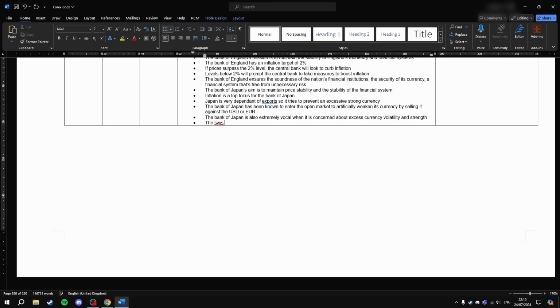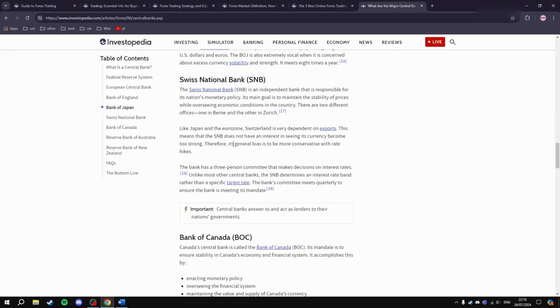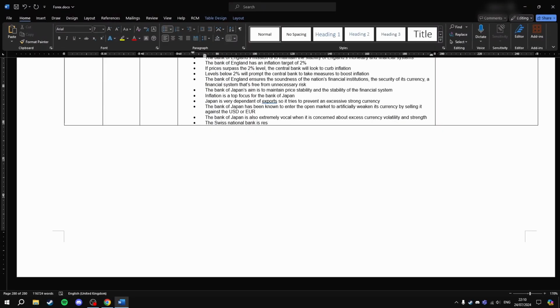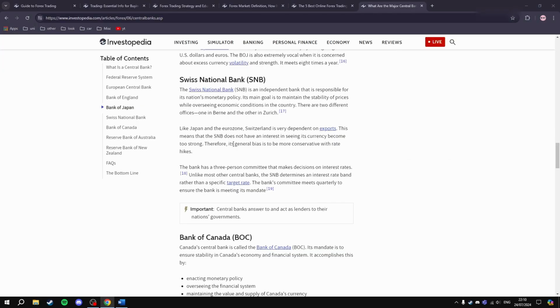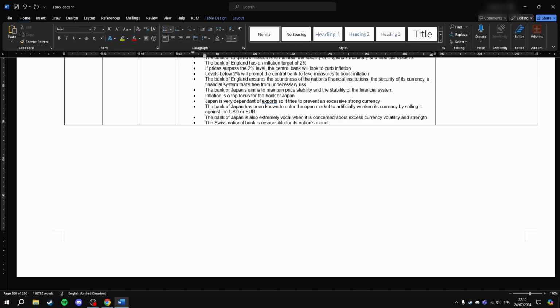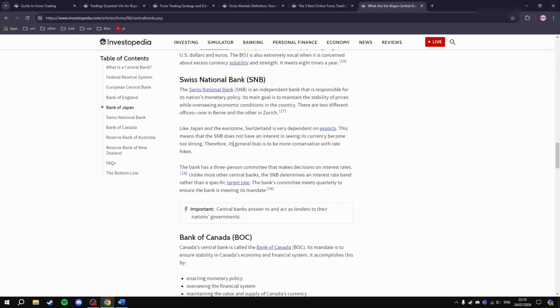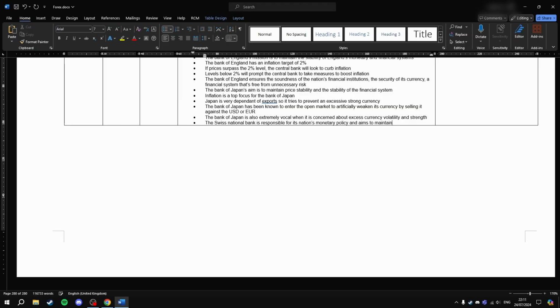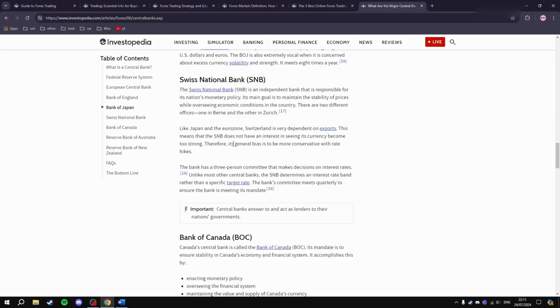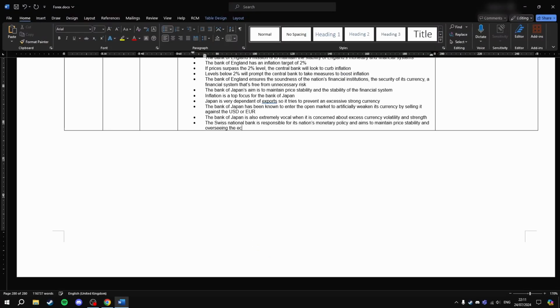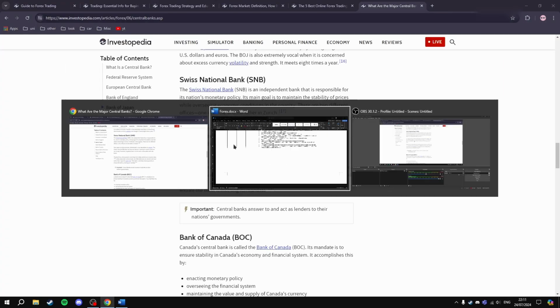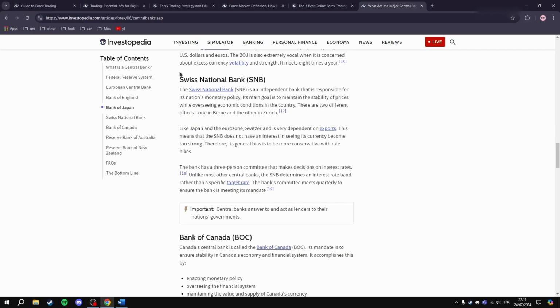The Swiss National Bank is responsible for its nation's monetary policy and aims to maintain price stability and overseeing the economic conditions of the country. It has 2 different offices, one in Bern and the other in Zurich.